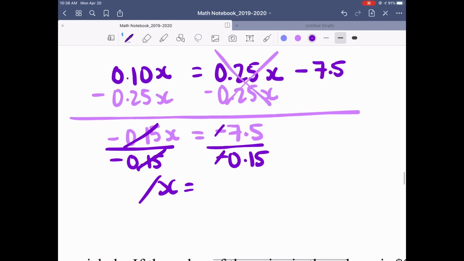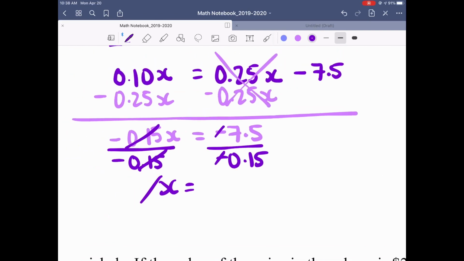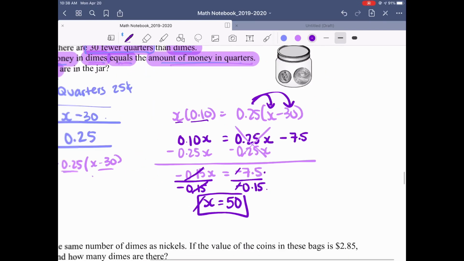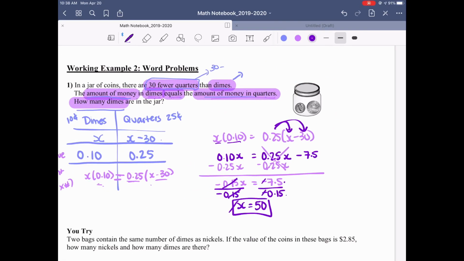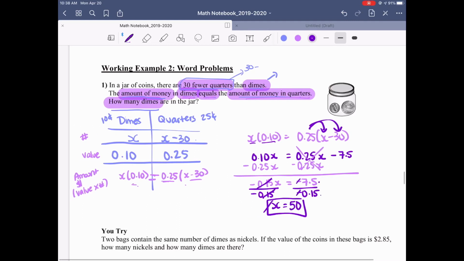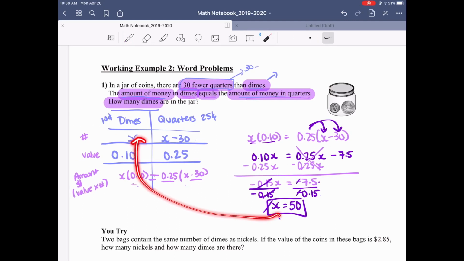And that makes sense because how could you have a negative amount of coins? So when you divide 7.5 by 0.15, you get 50. Okay? So x is equal to 50. Let's see if that answers the question. So what did x represent before? Well, it represented the number of dimes. And the question asks how many dimes are in the jar. So, yep, the number of dimes is X, and that is equal to 50.